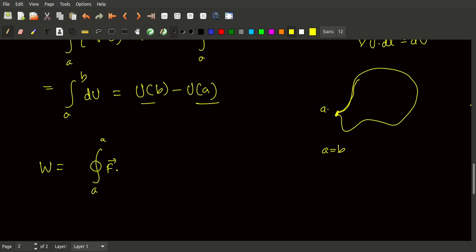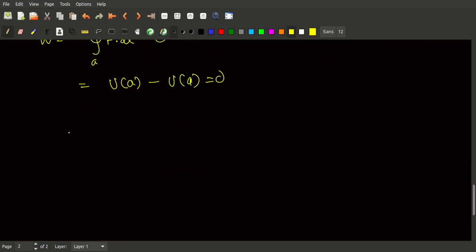So that is the closed integral of F dot dl. This has to be equal to 0. Why is it equal to 0? You see that it is position dependent here. So this is simply equal to u of a minus u of a, which is equal to 0. So if the closed loop integral of F dot dl vanishes, equal to 0, this is only for conservative forces. This is a conservative force property.